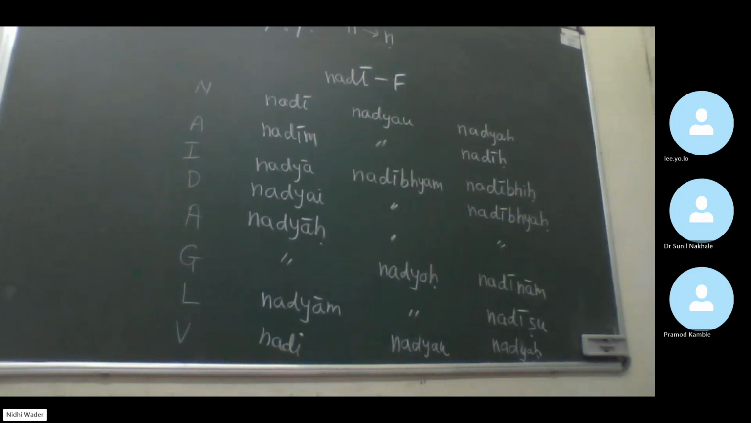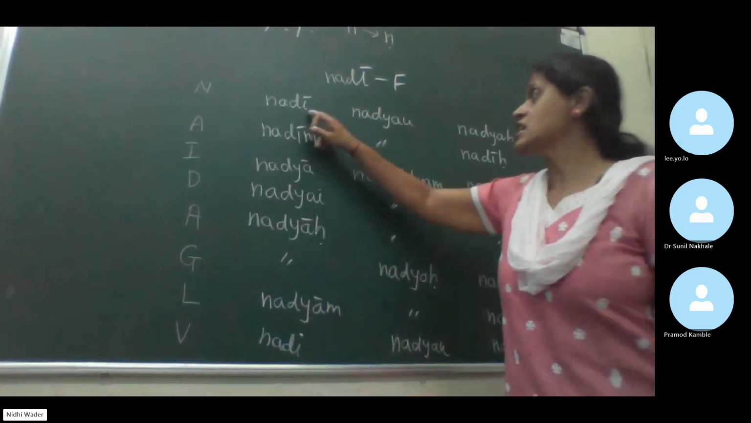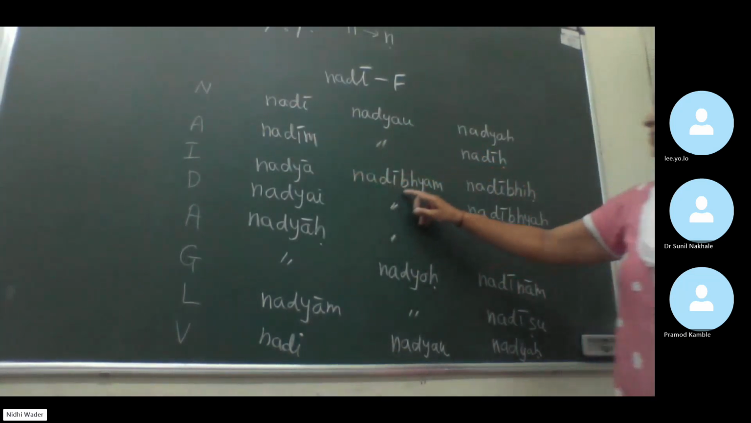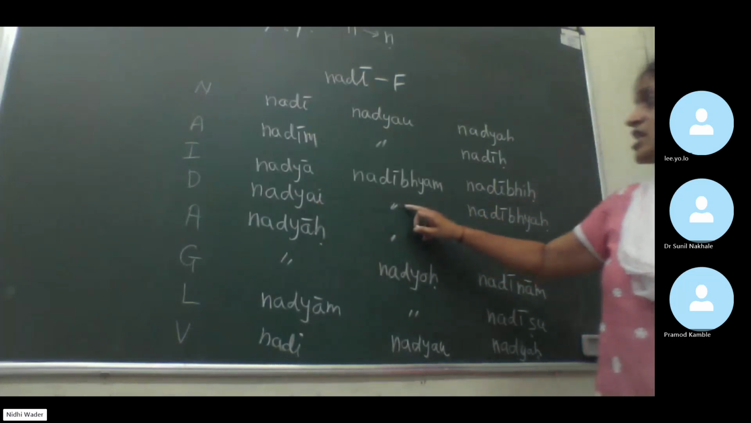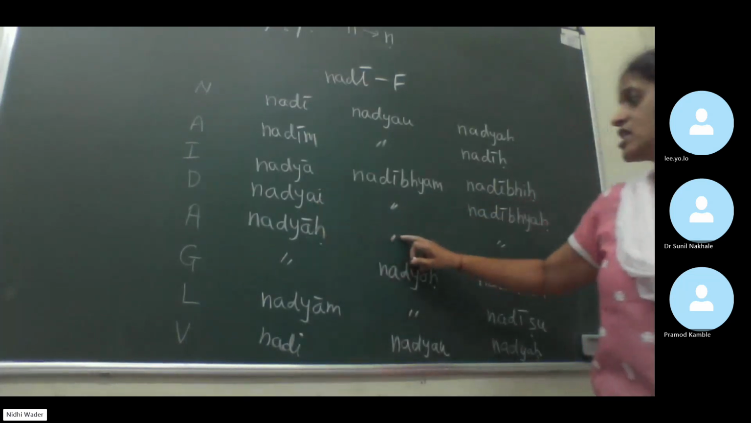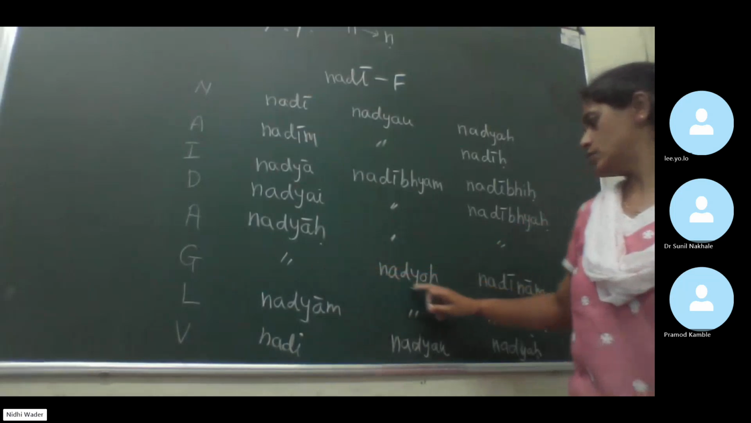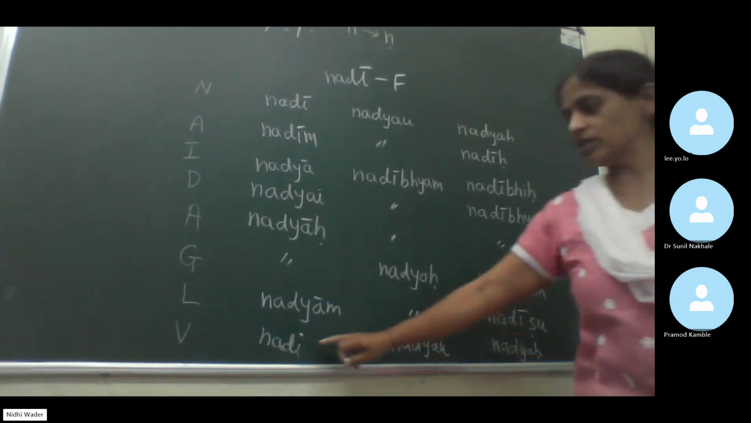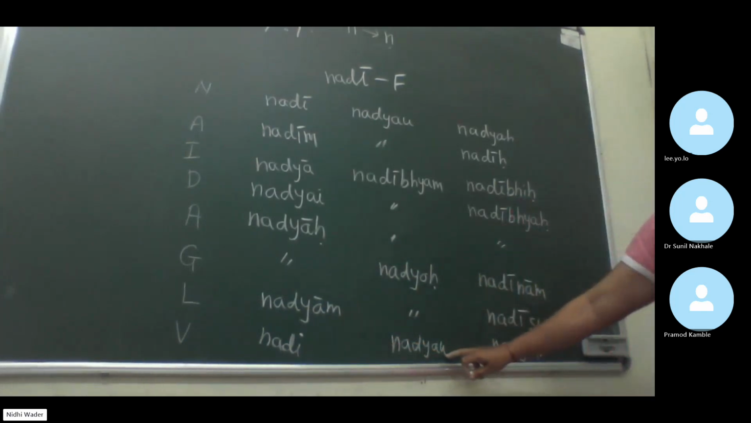If it is written long in all the forms, it's a long E word. And the E word is only in feminine. We are not learning an E word in masculine. There is no masculine word. It's only in feminine. Nadi, and everywhere: Nadi, Nadyo, Nadyaha, Nadim, Nadyo, Nadihi, Nadya, Nadibhyam, Nadibhyaha, Nadyaha, Nadyoho, Nadina, Nadyam, Nadishu. Only here in Nadi, Nadyo, Nadyaha.